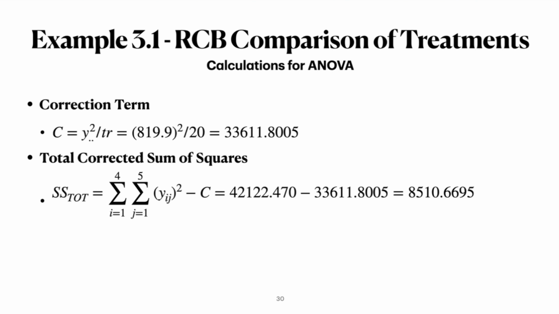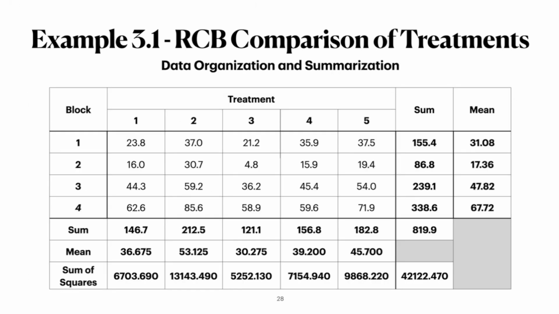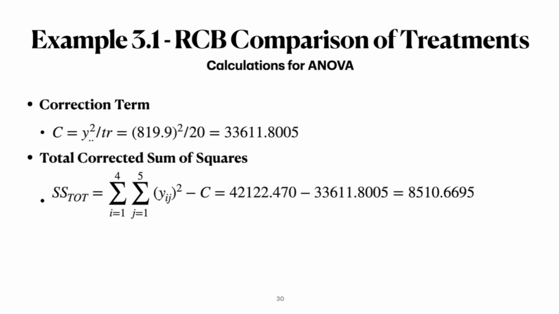And so we add up all of the squared values from the data set. And let me just go back here real quick to the summary table. That's this value right here. So 42,122.470. And from that, we subtract off this correction factor, and so we get 8,510.6695.